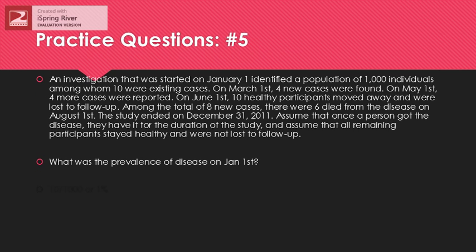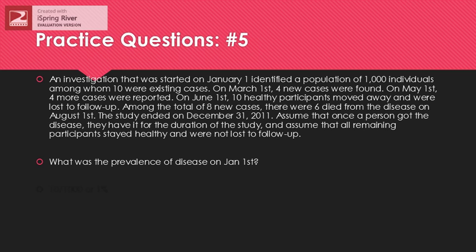All right, practice question number 5. I apologize, this one's a little wordy. An investigation that was started on January 1 identified a population of 1,000 individuals, among whom 10 were existing cases. On March 1st, 4 new cases were found. On May 1st, 4 more cases were reported. On June 1st, 10 healthy participants moved away and were lost to follow-up. Among the total of 8 new cases, there were 6 who died from the disease on August 1st.